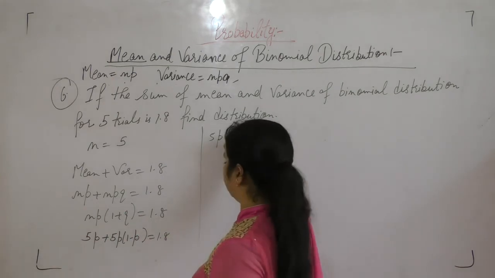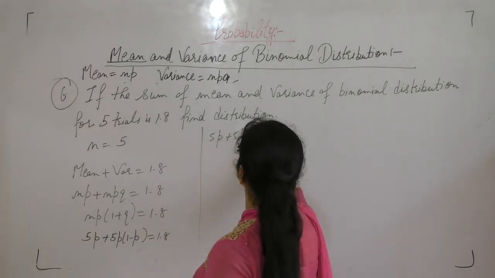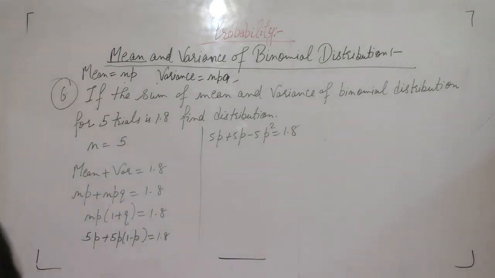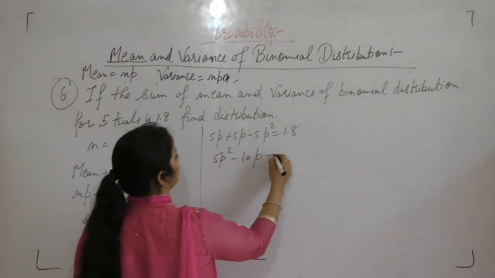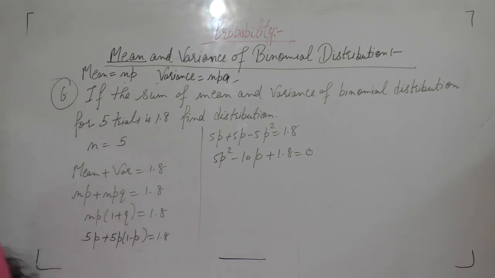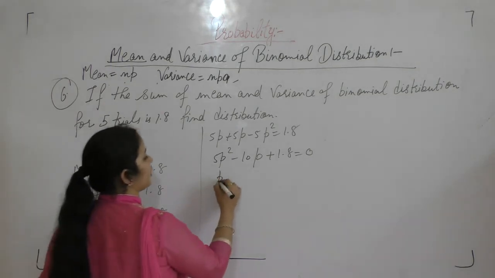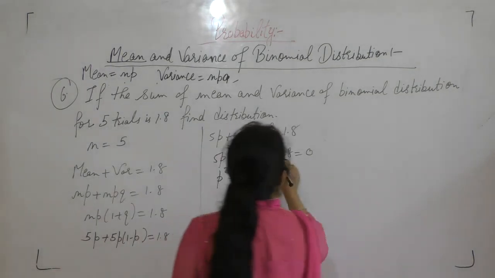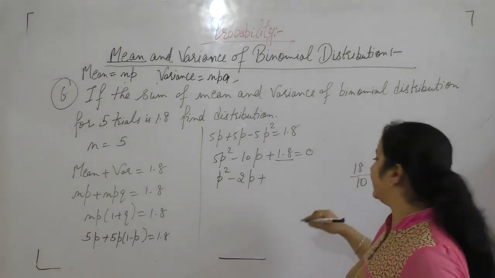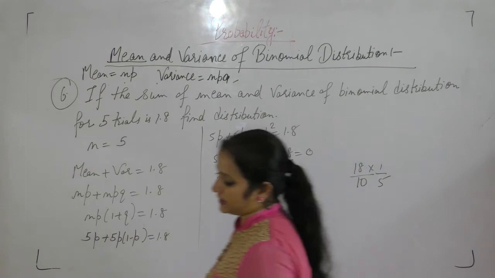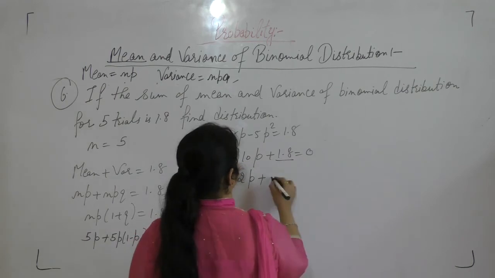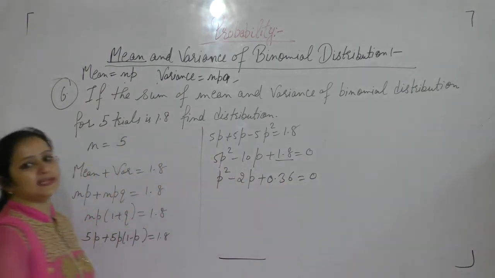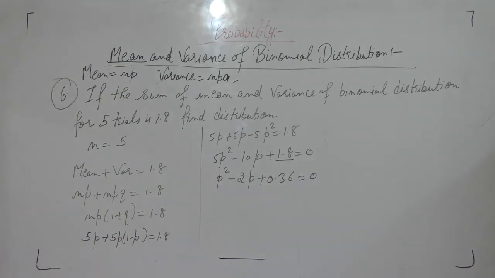So 5P plus 5P minus 5P square is 1.8. So 5P square minus 10P plus 1.8 is equal to 0. Take 5 common: P square minus 2P plus 18 by 10 by taking 5 common. So this becomes 18 by 50, that is 0.36. P square minus 2P plus 0.36.